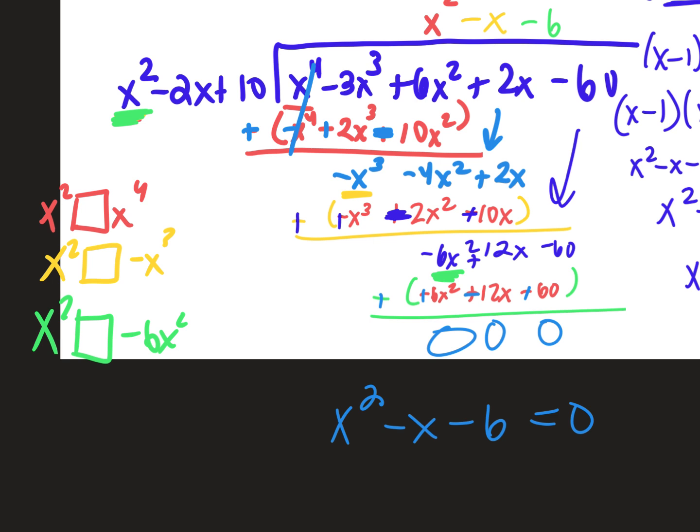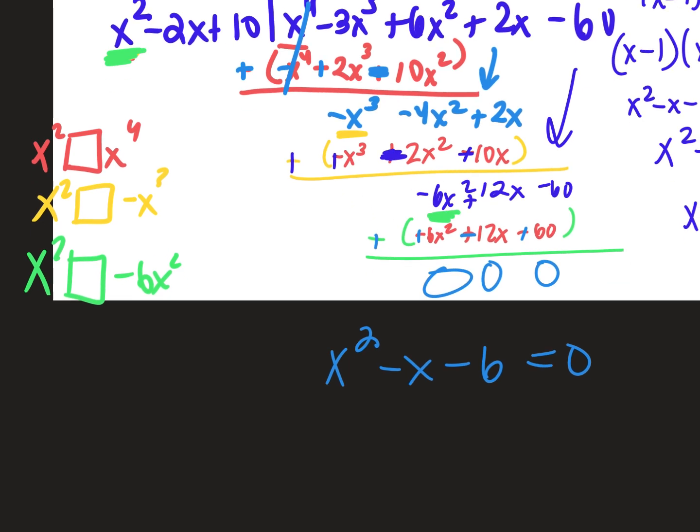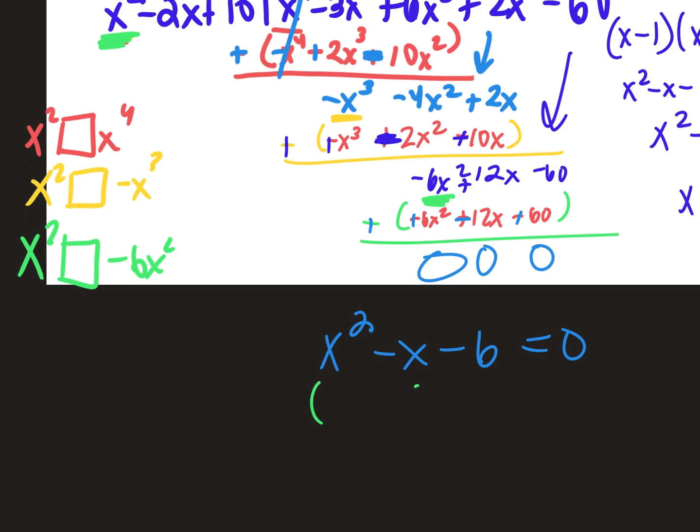Every single time this will work the same way. You will be able to factor this. What are the factors of negative 6 that multiply to give you negative 6 and add to give you negative 1? Yep. X minus 3, x plus 2. So what are the two zeros that were hidden in there that we didn't know? X equals 3 and x equals negative 2.